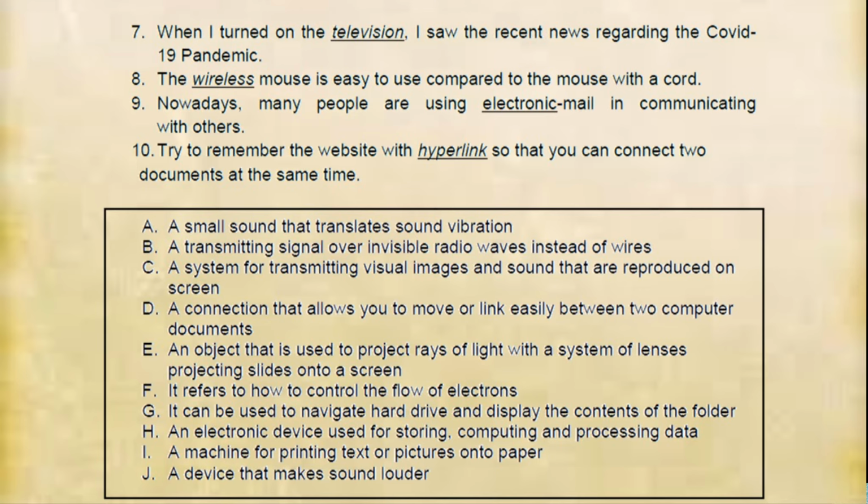G. It can be used to navigate hard drive and display the contents of the folder. H. An electronic device used for storing, computing and processing data. I. A machine for printing text or pictures onto paper. J. A device that makes the sound louder.